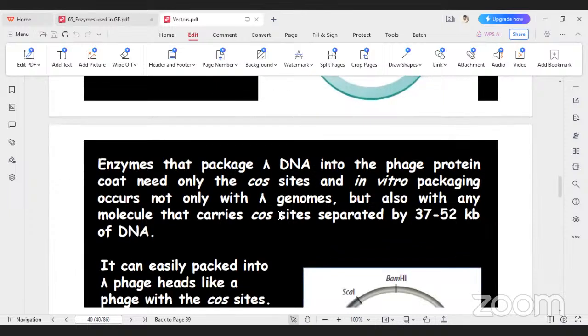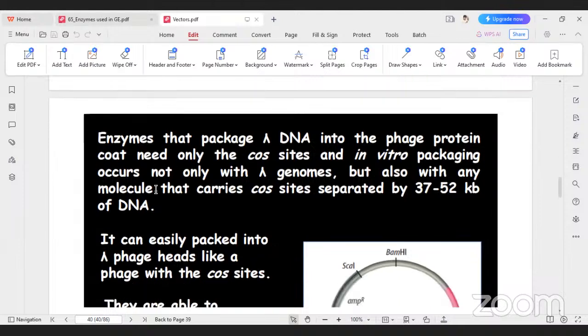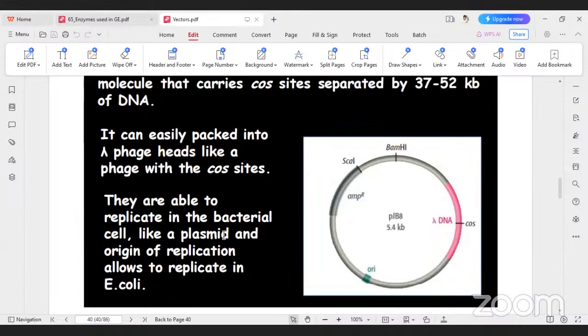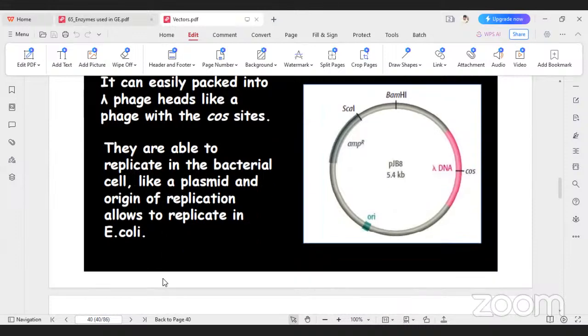The enzyme packages the DNA into phage heads, into the phage protein. The cosmid needs only the cos site, and in vitro packaging occurs not only with the lambda genome, but also with any molecule that carries cos sites separated by 37 to 52 kilobase pairs of DNA. It can easily be packed into a phage with cos sites. They are able to replicate in the bacterial cell like a plasmid, and the origin of replication allows replication in E. coli.